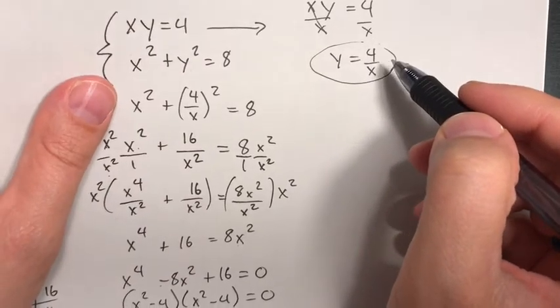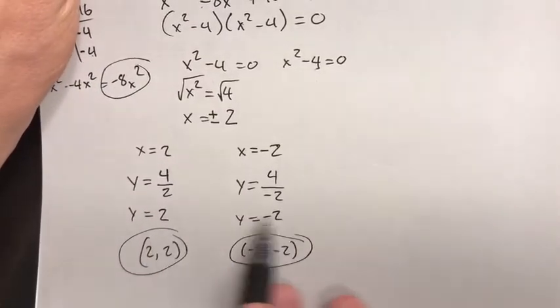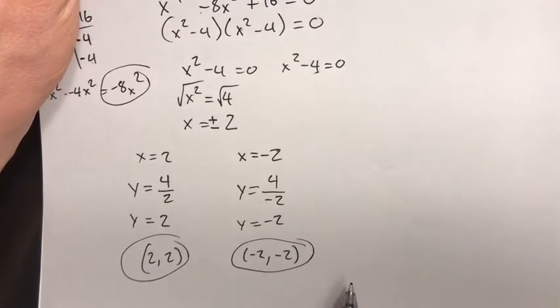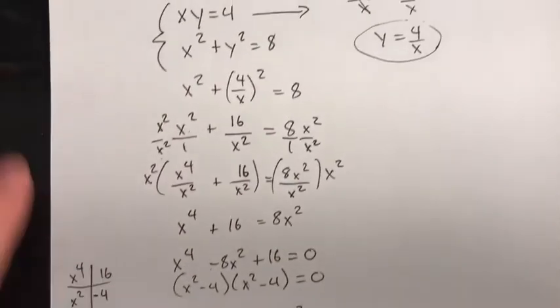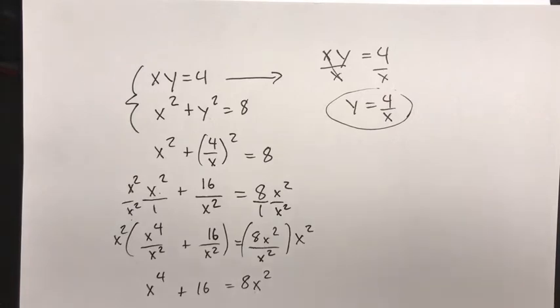But luckily, when I look at my x values and plug them in, that didn't happen. If that were to have happened, then obviously that's a problem. But these are the legit answers, so I'm done with that problem. Okay, so that is a pretty complicated example of a nonlinear system.